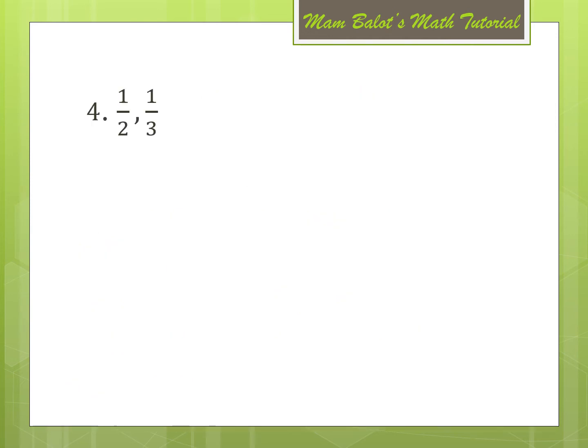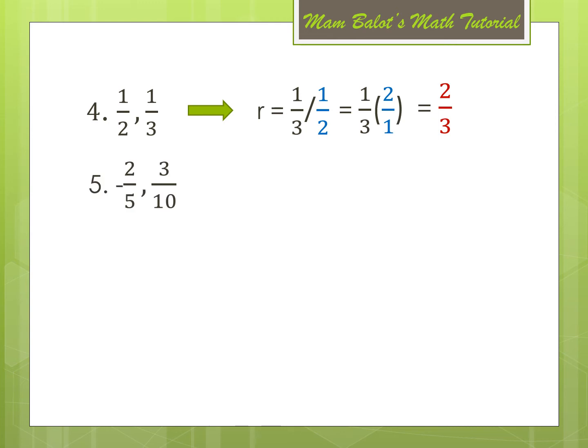Example number 4, we have 1/2 and 1/3. So the ratio is 1/3 divided by 1/2. In dividing fractions, we just need to multiply the reciprocal of the denominator. So this becomes now 1/3 times 2 over 1, since 2 over 1 is the reciprocal of 1/2. And then multiply both the numerators and the denominators, we get 2 over 3. So our ratio now is 2/3.